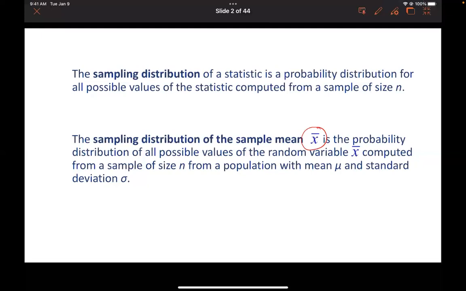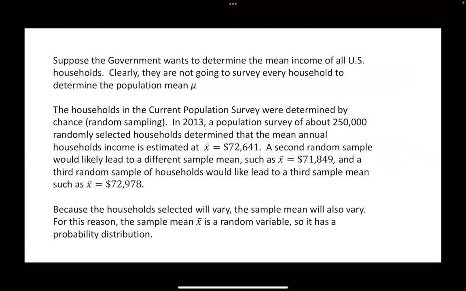All right. So here's an example of what I'm talking about. The government wants to figure out the mean income of all of the households in the US. We can't sample every single person. We don't have that population mean because we would have to sample every single household in the US. That's just not possible. So what they did was they took 250,000 randomly selected households and they found the mean of that income. And that's right here. And then they take another simple random sample, and that's this mean right here. And then they do a third one, and that mean is right there.